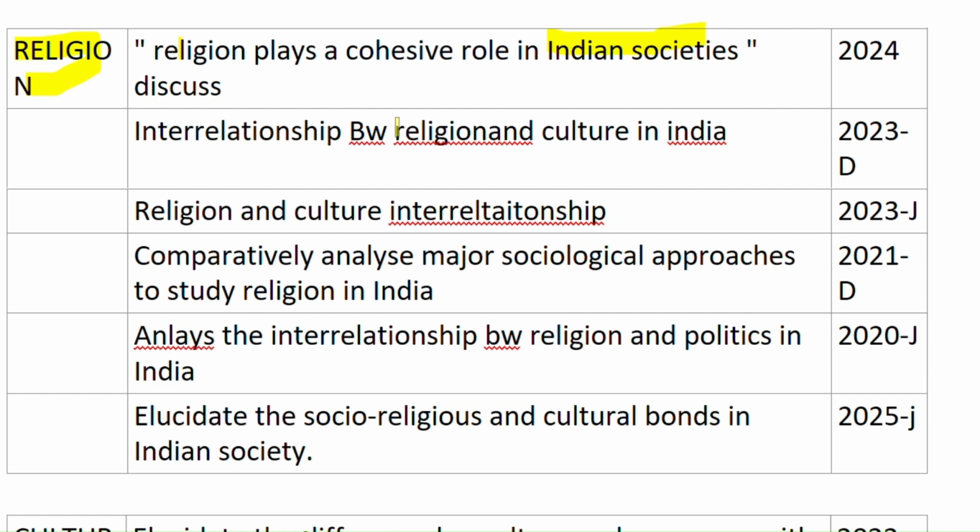Then the interrelation between religion and culture. Again, the interrelationship between religion and culture. Comparatively analyze major sociological approaches. Okay, sociological approaches on religions was asked. Again, interrelationship between religion and politics, socio-religious and cultural bonds.